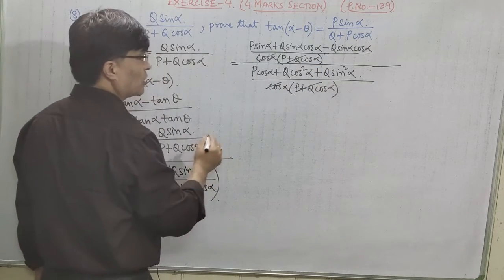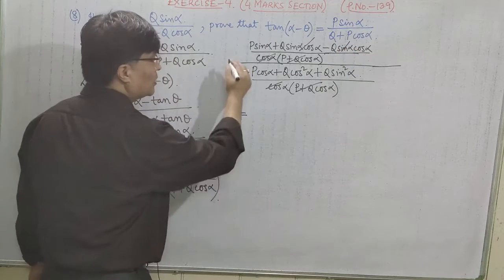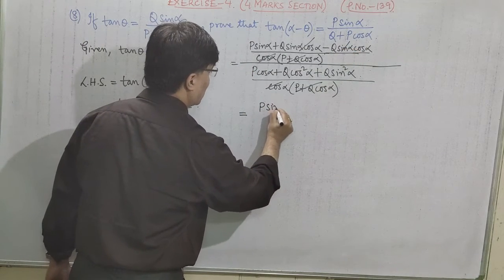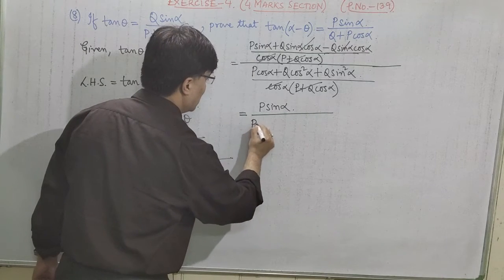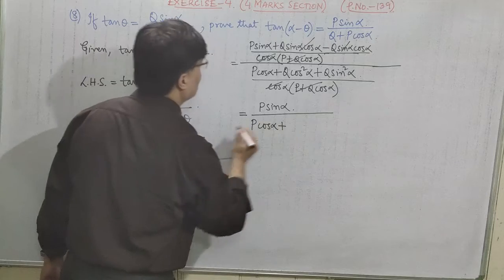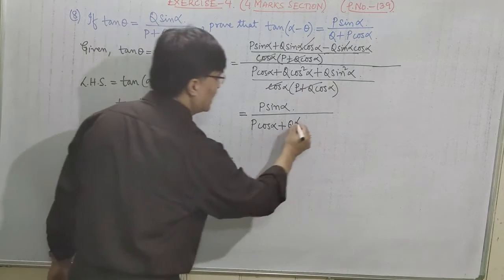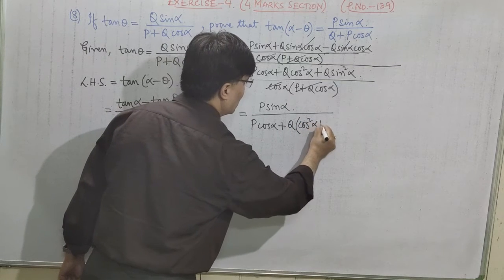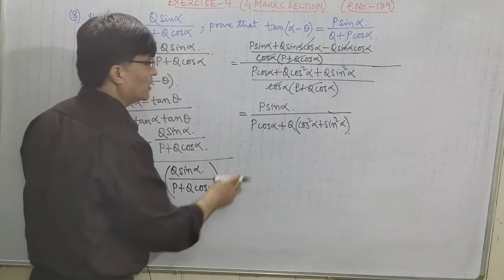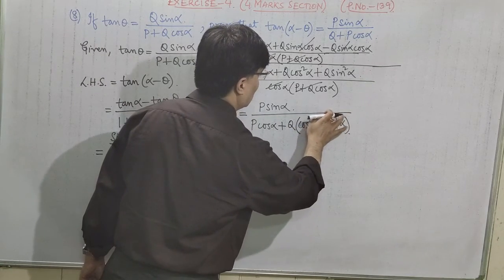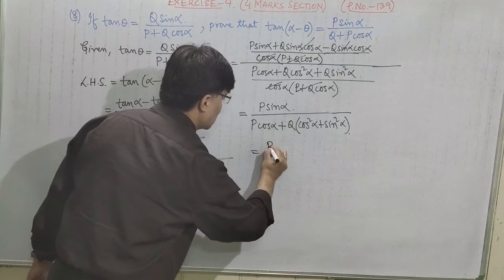So we can cancel it. Cos alpha and p plus q cos alpha will be cancelled, which is equal to only p sin alpha. This is p sin alpha divided by, in the denominator, p cos alpha plus, what is common here? q is common within bracket. What do we get? It is cos square alpha plus sin square alpha. So I think you have understood it. Okay, so now in the next step, this is p sin alpha.